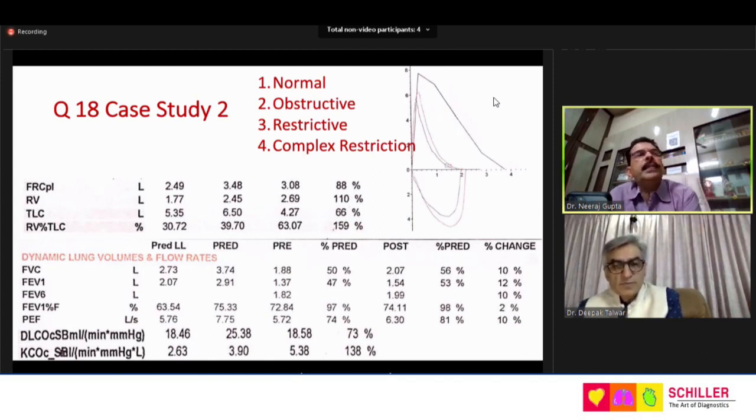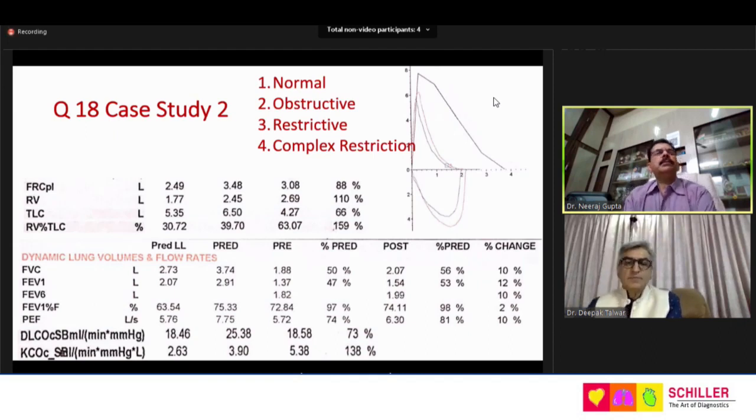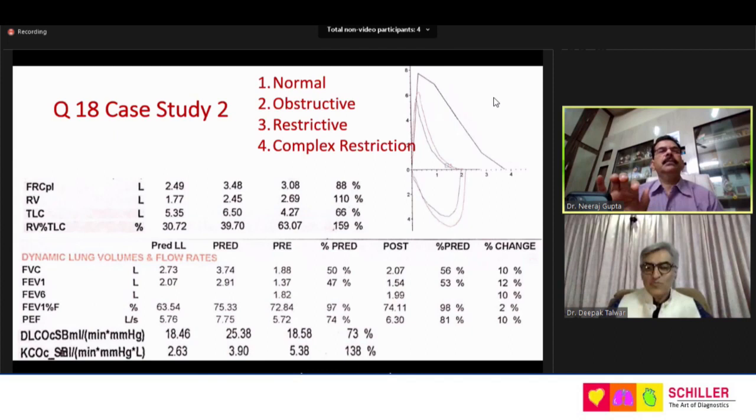Again, also have a look at RV-TLC ratio, which is 159%. So this is for sure that there is some air trapping. 159% means there is some air trapping in the lungs with probably a mixed type of ventilatory disorder with a normal DLCO and increased KCO.